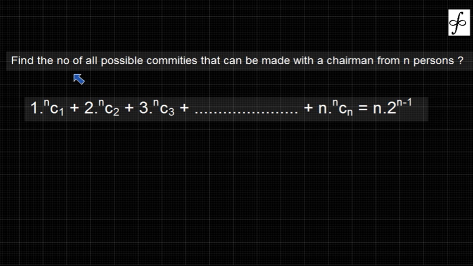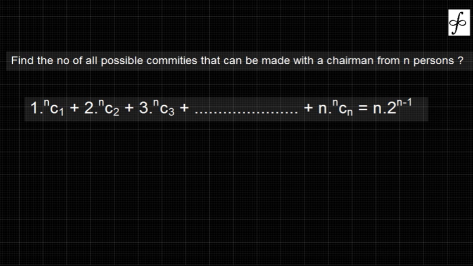Now for this we are taking a problem, and the problem states: find the number of all possible committees that can be made with a chairman from n persons. So we have total n persons, and we need to create all possible committees of different numbers of members, but there should be a chairman in that particular committee to lead them. To solve this question, we will try to do it from two different angles, and in the process we'll try to prove this combinatorial identity.